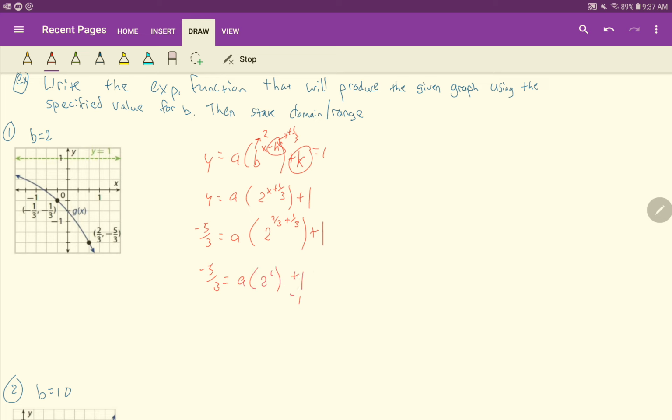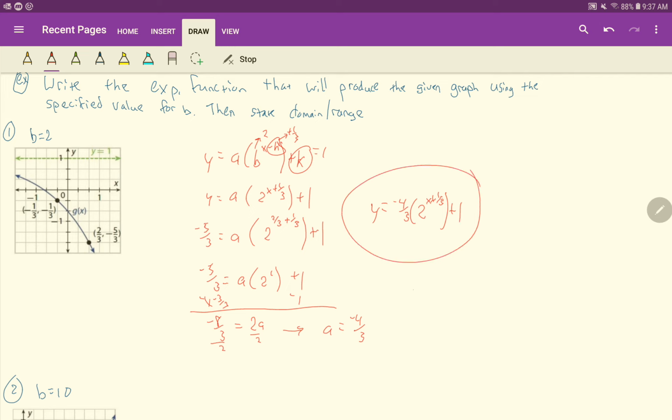Okay, we'll subtract 1 from both sides then, and we'll start solving for a. So -5/3 minus 1, well, this is the same as -3/3. So if we subtract, we get -8/3 equals 2a. We'll divide both sides by 2. I'm going to run out of space, so I'll just do it over here. So what is a? Well, -8/3 divided by 2 is -4/3. And so our equation is y equals -4/3 times 2 to the x plus 1/3 plus 1.